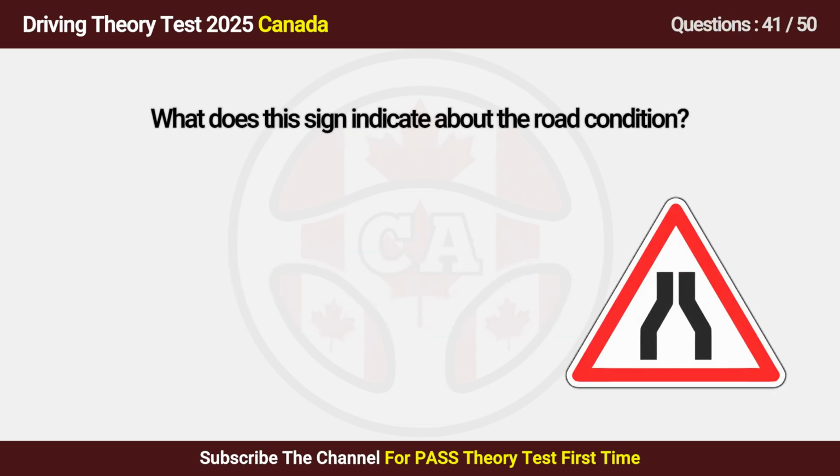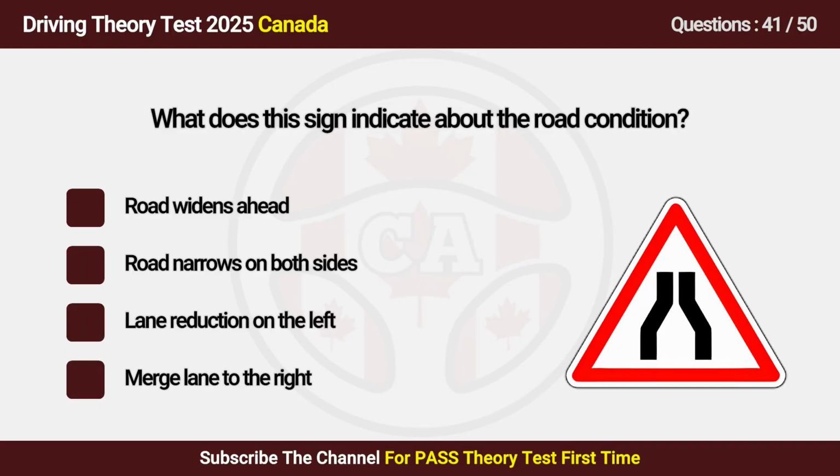Question 41. What does this sign indicate about the road condition? A. Road widens ahead. B. Road narrows on both sides. C. Lane reduction on the left. D. Merge lane to the right.